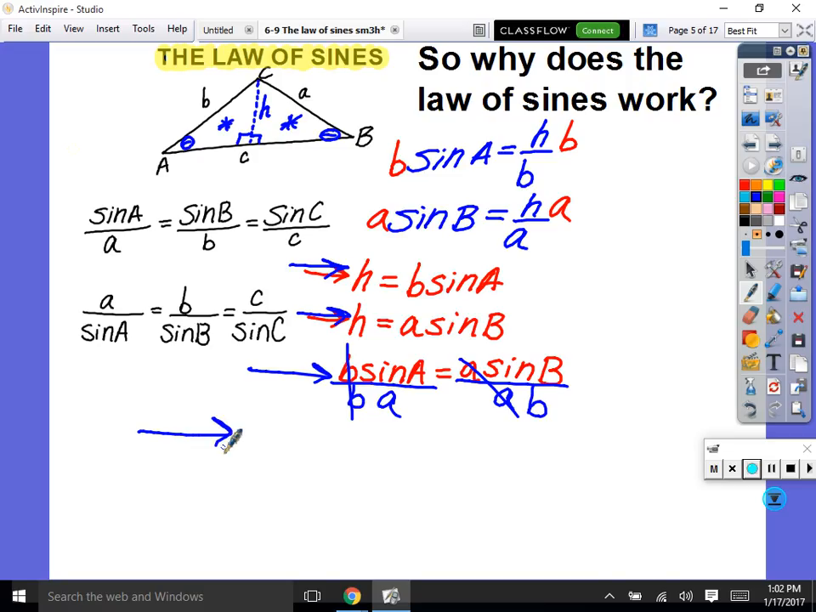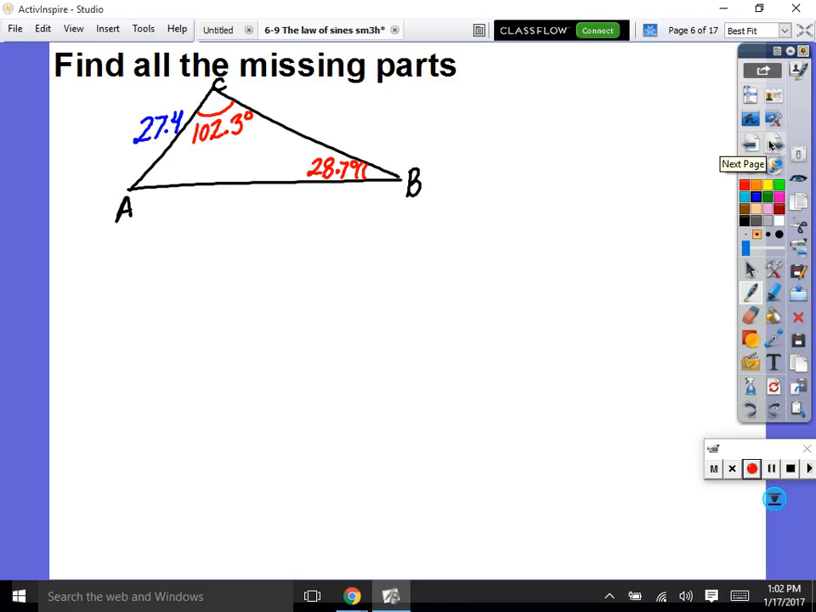So then sine of angle A over A, we just did the algebra, do you see it? Equals sine of angle B over side B. Does everybody see how that works? Okay, so that's where the law of sines comes from. Okay, so let's go ahead and use the law of sines.